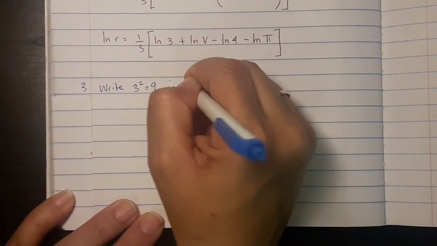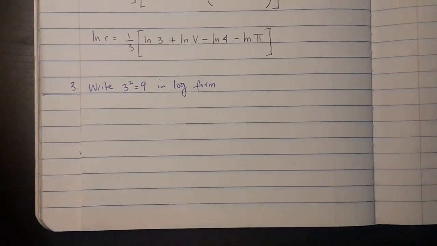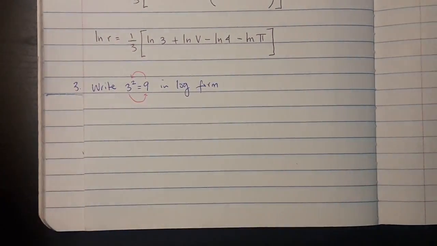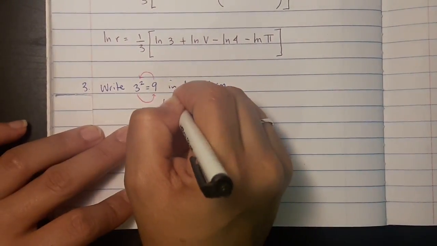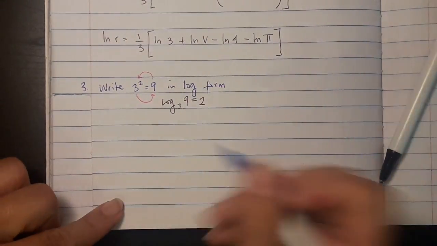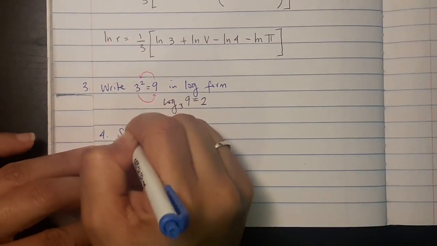Alright, so just to review, write 3 squared equals 9 in log form. So again, you start at the first number, you go over the equal sign, and then back over. So it's log to the base of 3 of 9 is equal to 2. Alright, what if you were asked to solve this?